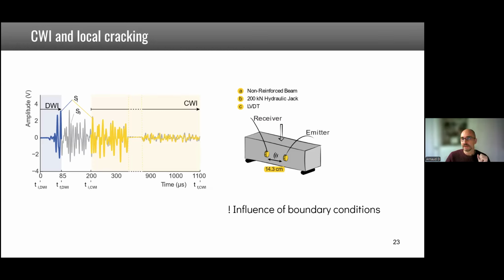What we found is that indeed, if we do coda wave interferometry on the whole signal, it doesn't work well to get rid of the acoustoelastic effect. One of the reasons is that the stress is not uniform. So if we focus on the first wave arrival here, then we are really interrogating something around the transducers, where the stress is not changing too much.